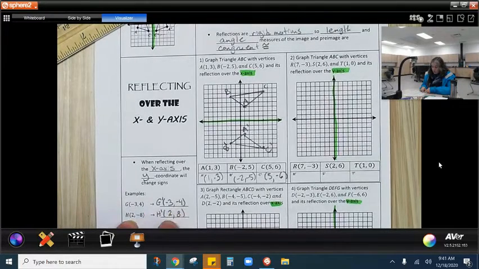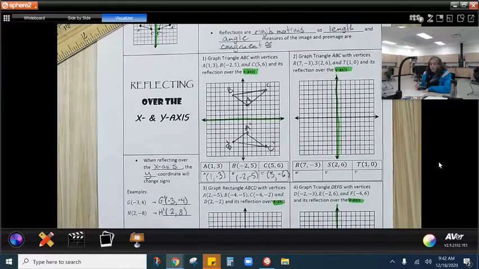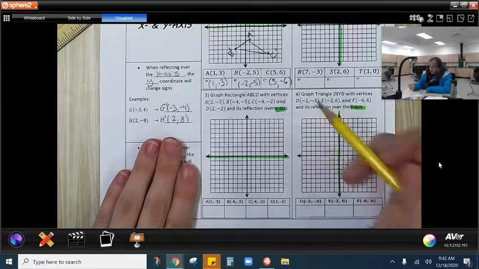That's it. So H and H prime. H is at 2, -8. H prime is at 2, +8. Right? Hopefully you saw that. So let's take a look at this one down here.